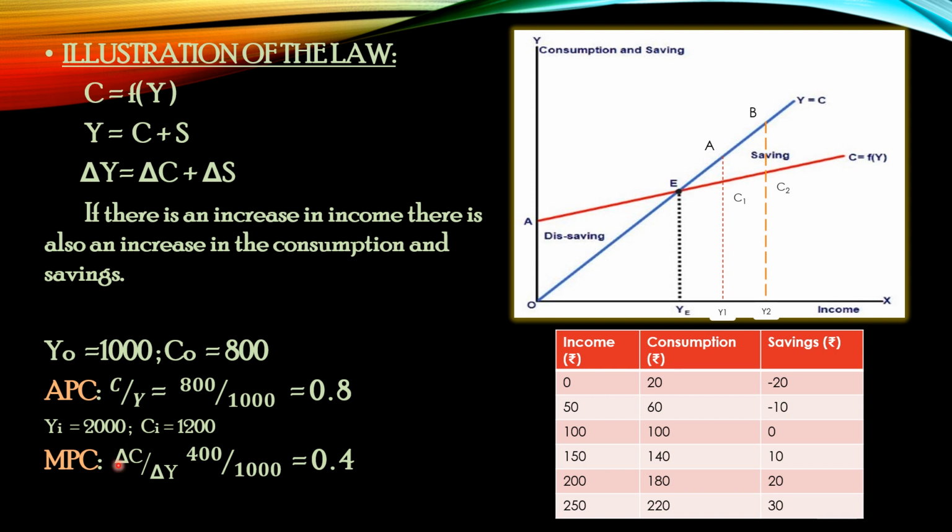Coming to MPC. MPC is the ratio of change in consumption to the change in income, which indicates what change in consumption happens because of a change in income. If income increases, what is the percentage change in consumption? Suppose the person's income has increased from 1000 to 2000 and hence the consumption has also increased from 800 to 1200. In this case, the change in consumption is 400, the change in income is 1000. Hence, we get a numerical value of 0.4. What does that indicate?